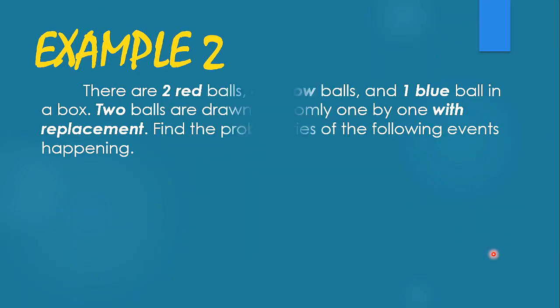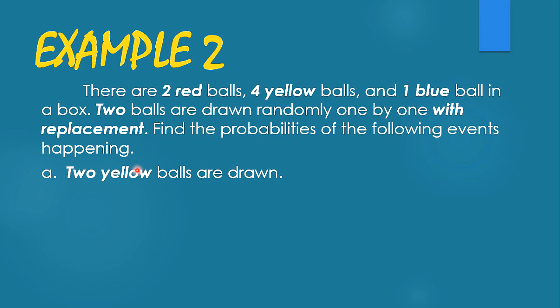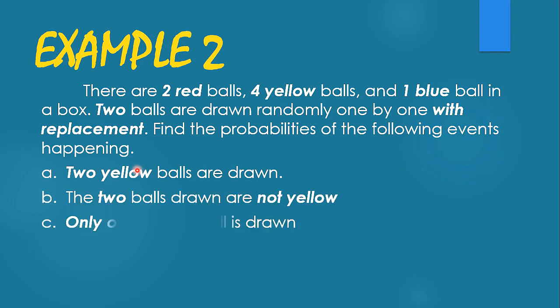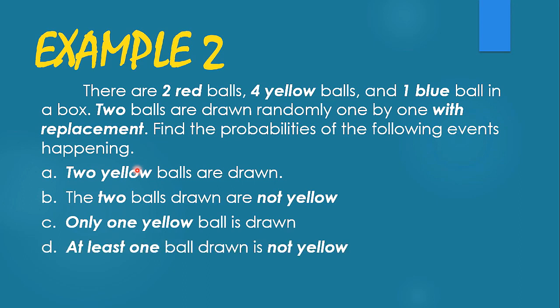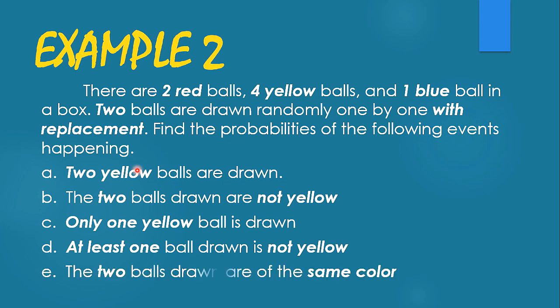Example number 2. There are 2 red balls, 4 yellow balls, and 1 blue ball in a box. 2 balls are drawn randomly, one by one with replacement. Find the probabilities of the following events happening. First, 2 yellow balls are drawn. Next, the 2 balls drawn are not yellow. Only 1 yellow ball is drawn. At least 1 ball drawn is not yellow, and the 2 balls drawn are the same color.